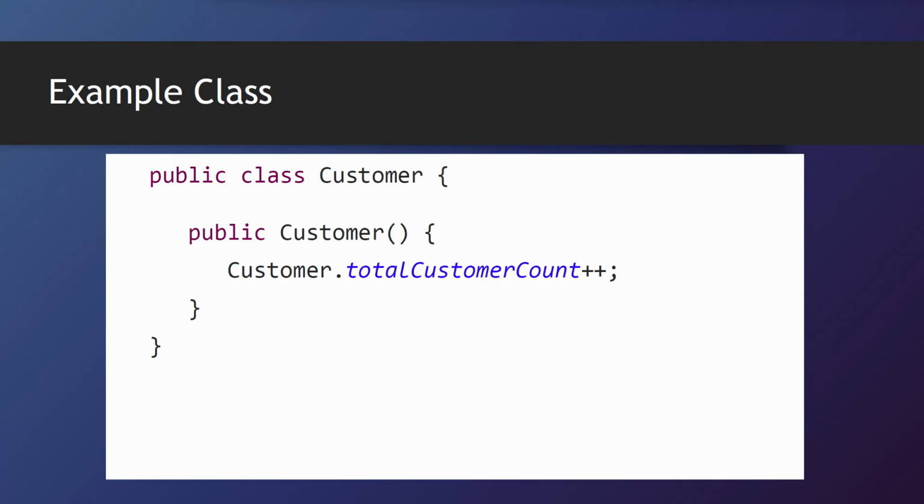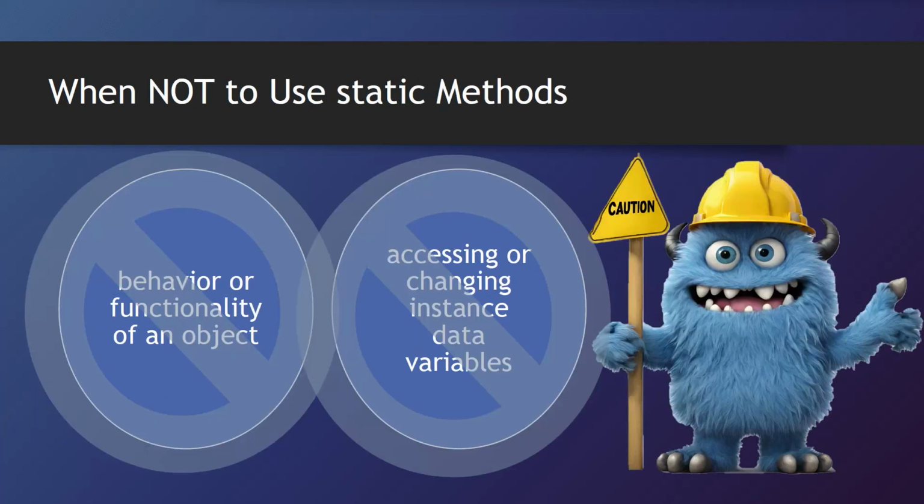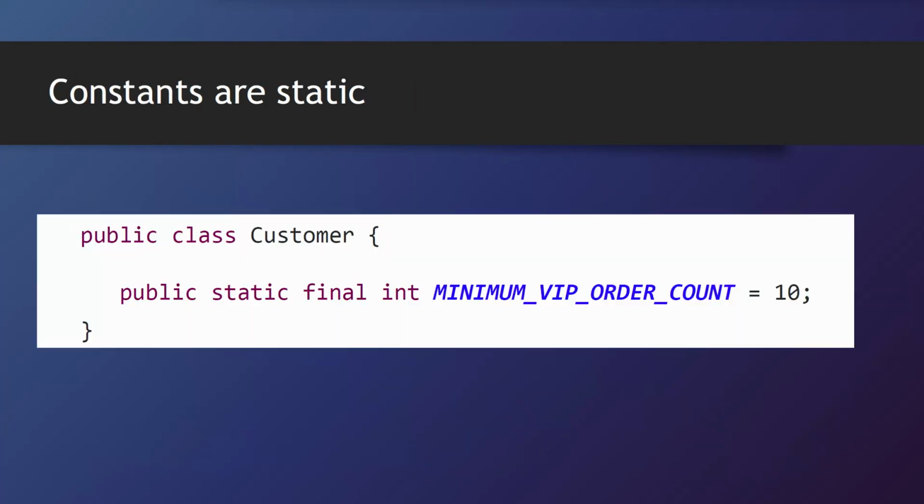So when would you want to make a method static? Consider making a method static if it's more of a utility method or helper function. Consider a static method if the behavior represents behavior of the class itself rather than a single object. Finally, make a method static if you're using it to access or modify static variables, like a getter or setter for static variables. If a method represents behavior or functionality that an object will take, do not make it static. If a method needs to access or change instance data variables, you most likely do not want to make it static.